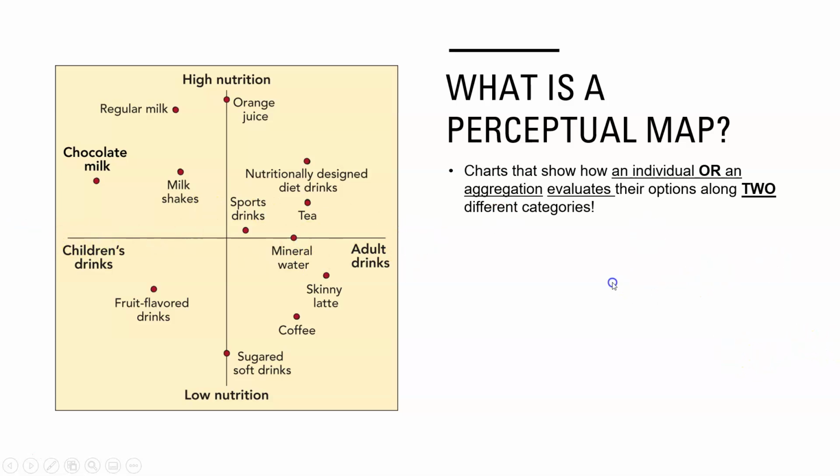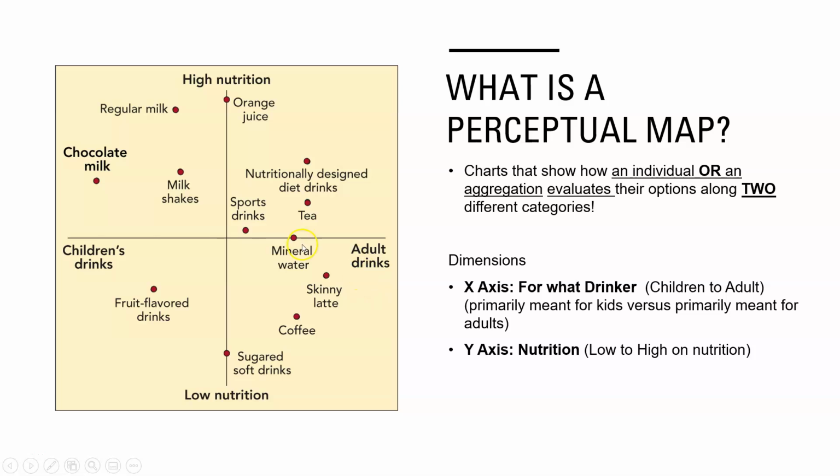The x-axis in this case is a kind of drinker, or for what drinker. So in this case, child to adults. So primarily meant for kids versus primarily meant for adults. The y-axis is nutrition. So low nutrition to high nutrition. The extent of the drink is considered low to highly nutritious. So you can see that this is a customer or target market's perception on drinks.